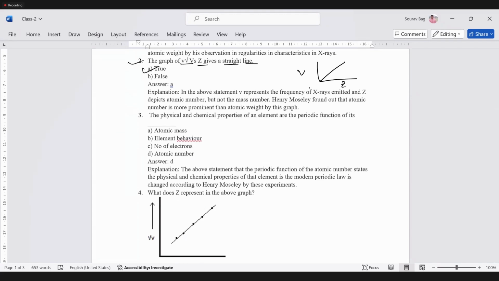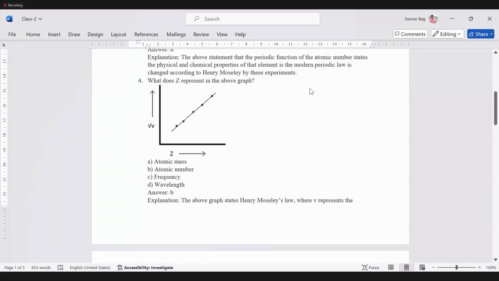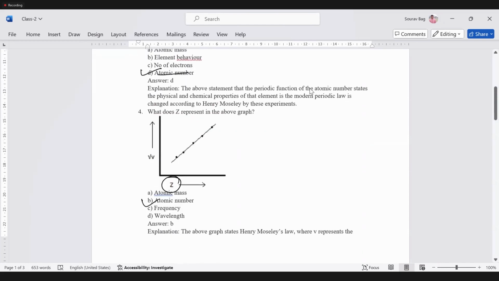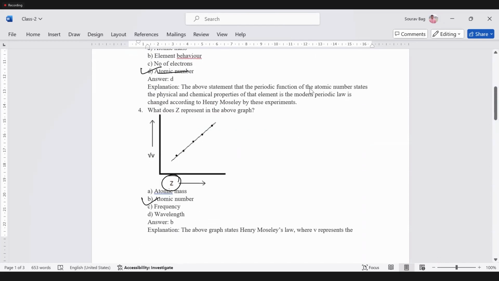The physical properties and the chemical properties of an element are the periodic function of its atomic number. When we are talking about physical and chemical properties, they are classified according to the atomic number. Then what does the Z define here? This is the atomic number. The second question and the fourth question are similarly the same.